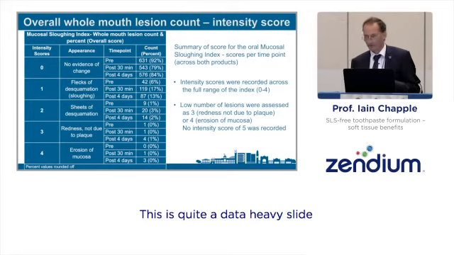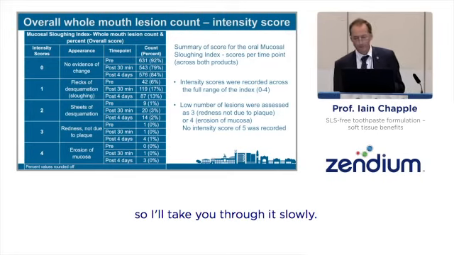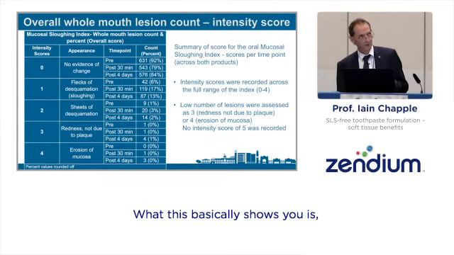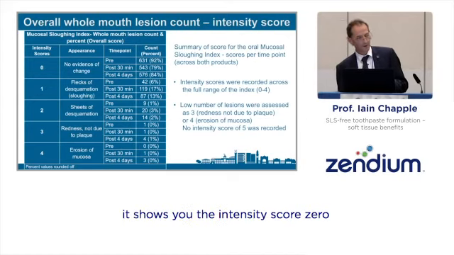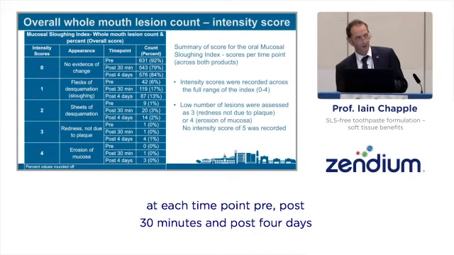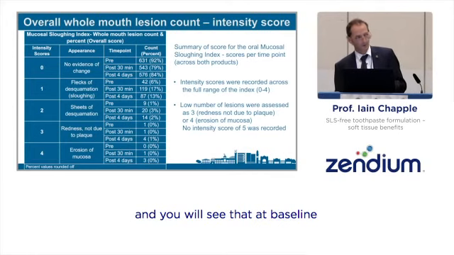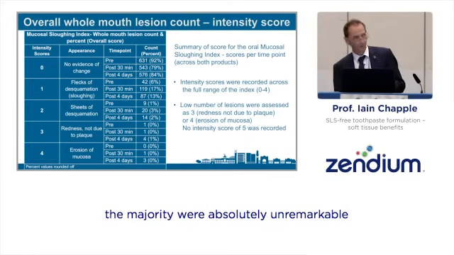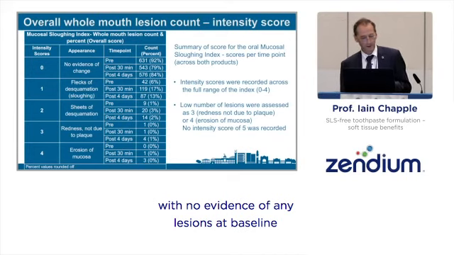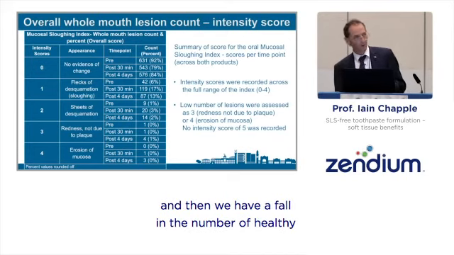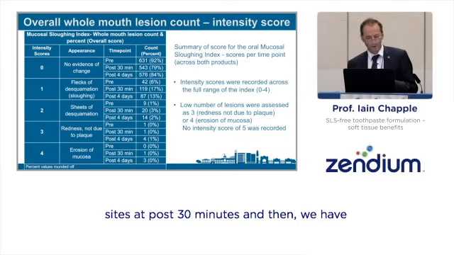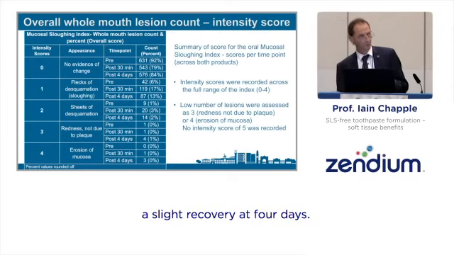This is quite a data-heavy slide, so I'll take you through it slowly. What this basically shows you is, and this is not paste-specific, this is overall for the population, it shows you the intensity score 0 at each time point: pre, post 30 minutes, and post 4 days. And you will see that at baseline, the majority were absolutely unremarkable with no evidence of any lesions at baseline. And then we have a fall in the number of healthy sites at post 30 minutes, and then we have a slight recovery at 4 days.